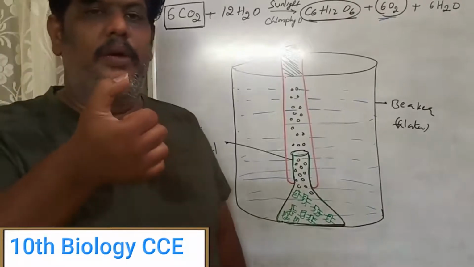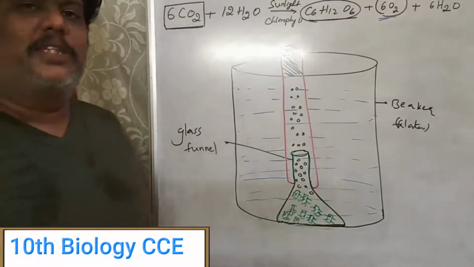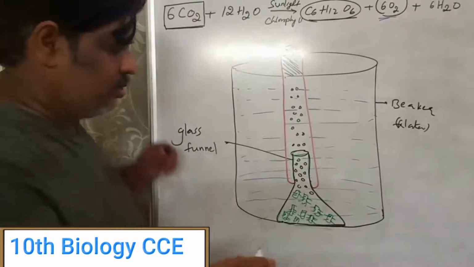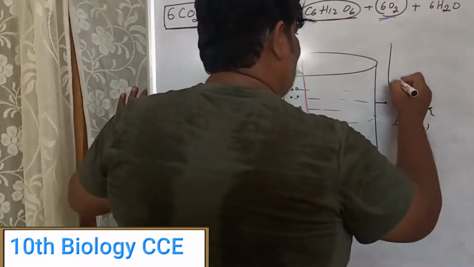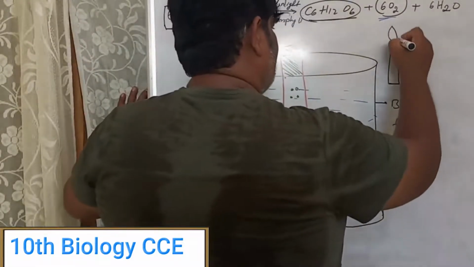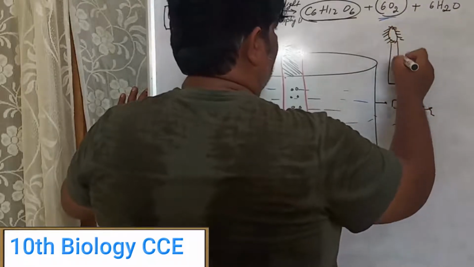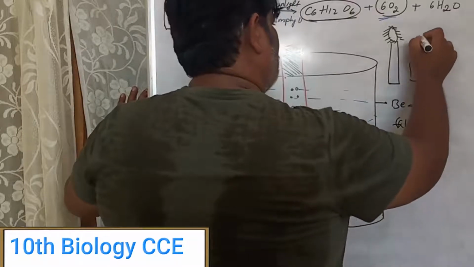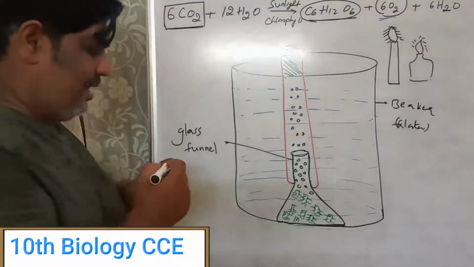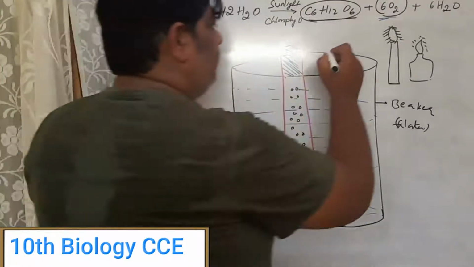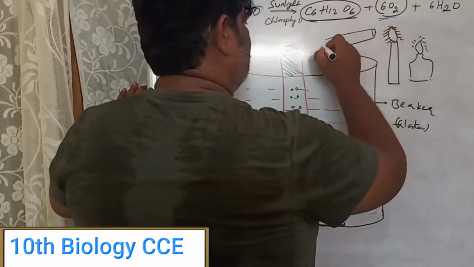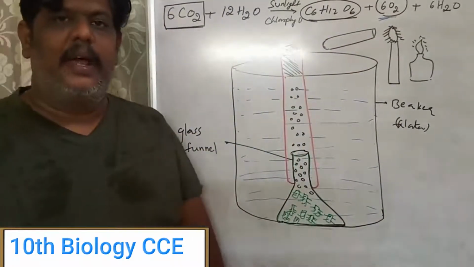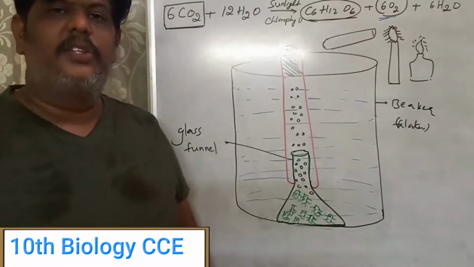Okay, hold it tight. Now what is the gas present inside? What should you do with that particular gas? Now we'll take a candle, or we'll take a burning splinter. We'll take the test tube near the fire, near the burning candle or the burning splinter, and slowly release your thumb.